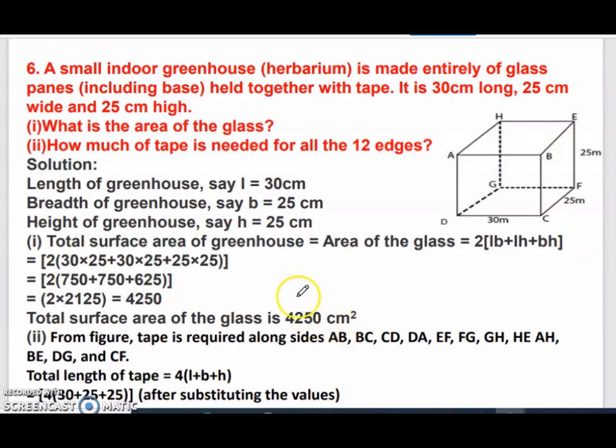Now how much tape is needed? Now this entire thing is held together with tape. Now where all is the tape fixed? Tape will be fixed all along the edges.